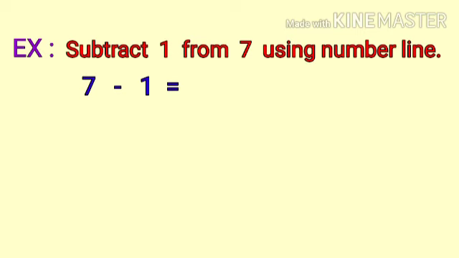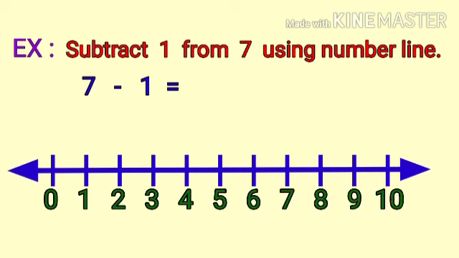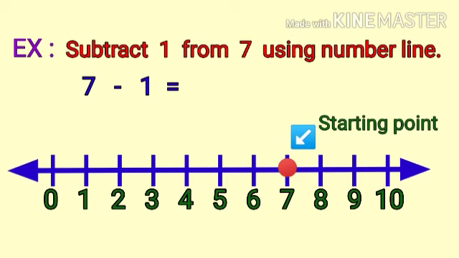Now here also we have to take a number line marked with 0 to 10 numbers. Understood, children? Then we should mark 7 as starting point. We should always mark bigger number as starting point in subtractions. Understood? Then we have to take backward jumps equal to smaller number. Here the smaller number is 1. So we should take only one backward jump starting from 7.